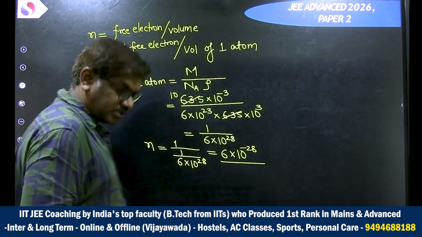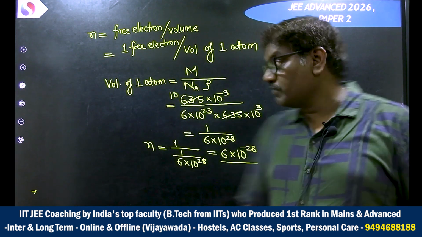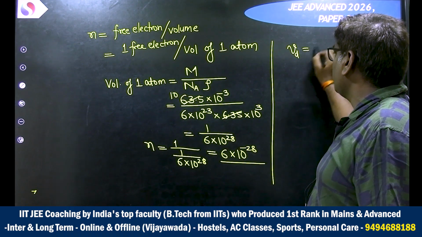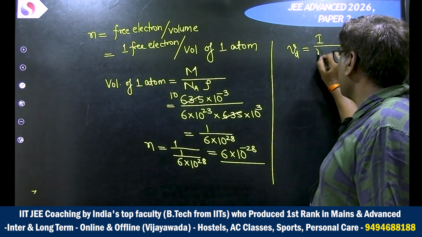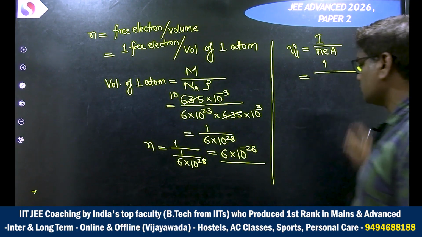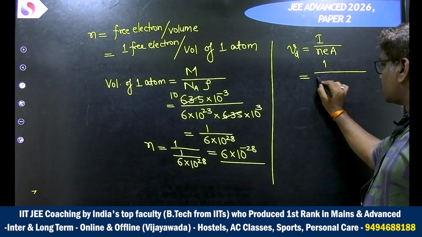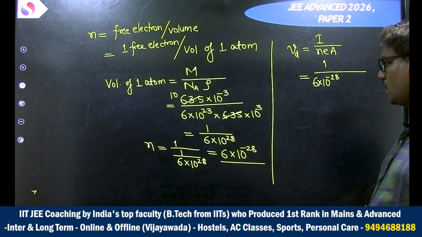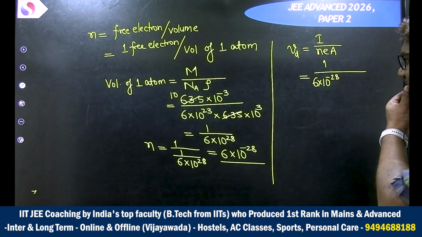All right. Now substitute in the previous expression to find out this Vd. So what is this Vd? It is I by nEA. I, as we have calculated, is 1, and this is 6 into 10 to the power minus 28. Is it?